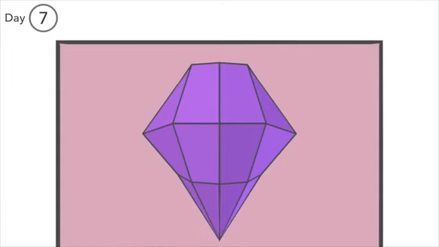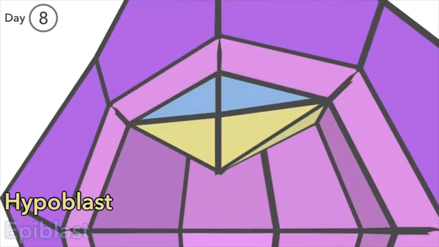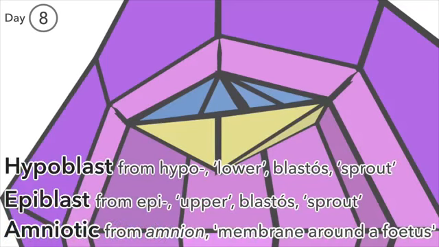To simplify things and match the imagery in most textbooks, we'll remove the endometrium now and rotate our view like so. Day 8. The inner cell mass differentiates into hypoblast and epiblast. A space develops in the epiblast, the amniotic cavity. Hypoblast meaning lower sprout, epiblast meaning upper sprout, and amniotic comes from amnion, which is Latin for membrane around a fetus.